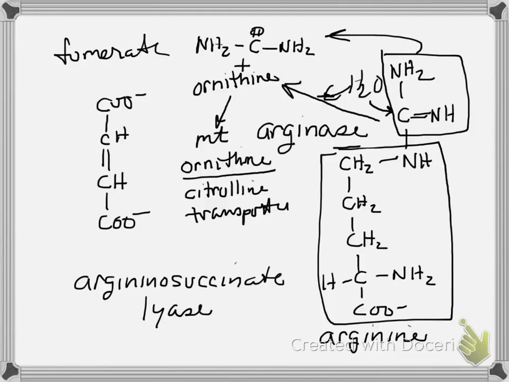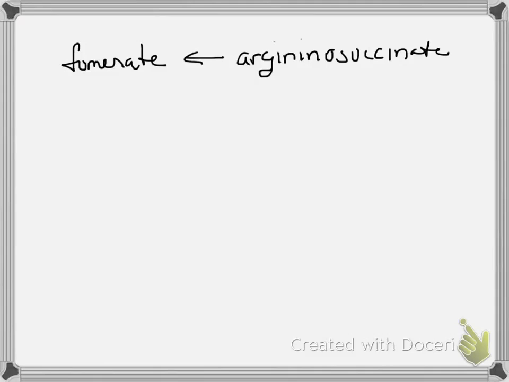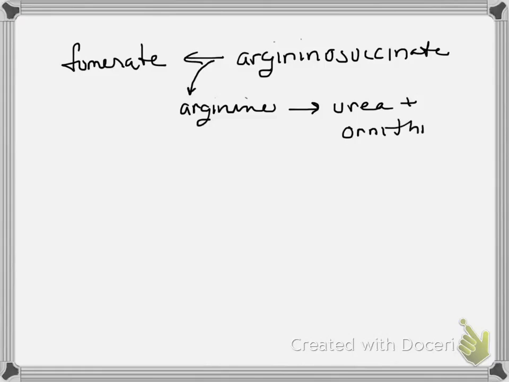But what about the aspartic acid, which is contributing the second nitrogen to the urea cycle? Well, recall fumarate is generated from the cleavage of argininosuccinate by the argininosuccinate lyase in order to form the amino acid arginine, which goes on to form urea plus ornithine. The fumarate now is able to convert into malate in the TCA cycle.